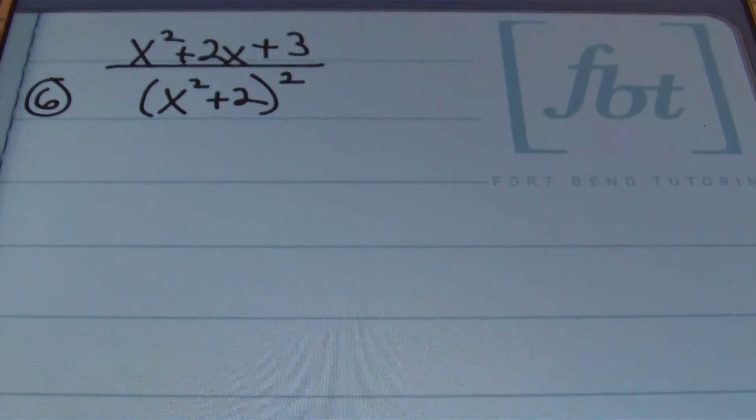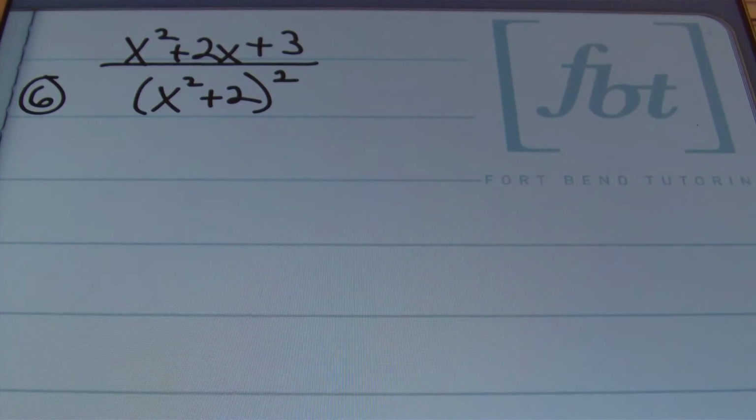In problem number 6, we have x squared plus 2x plus 3 divided by the quantity x squared plus 2, squared. So what we have here is a quadratic factor squared. In other words, we have a repeated quadratic factor.